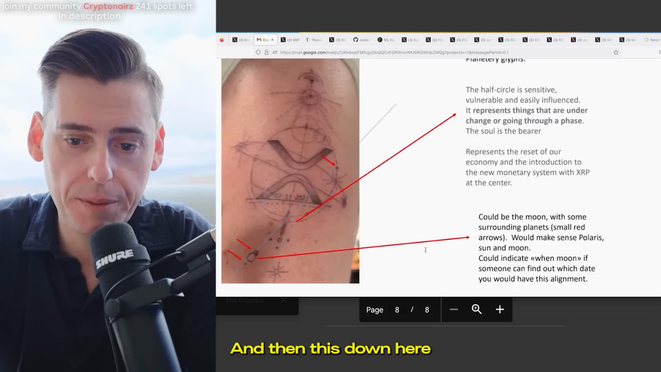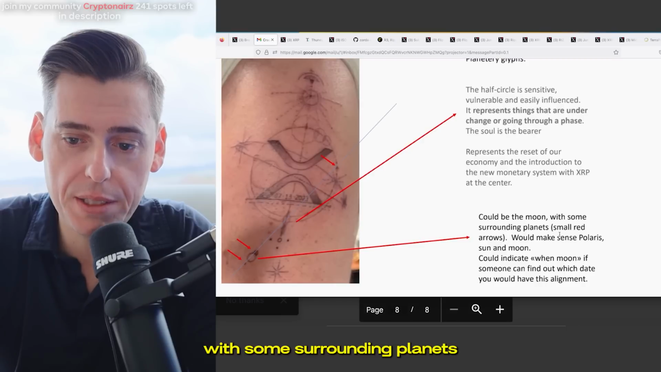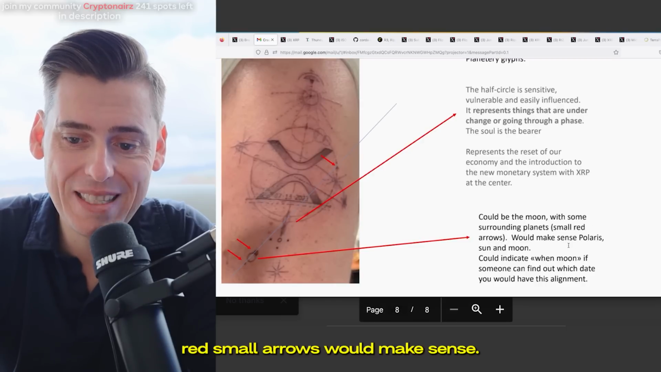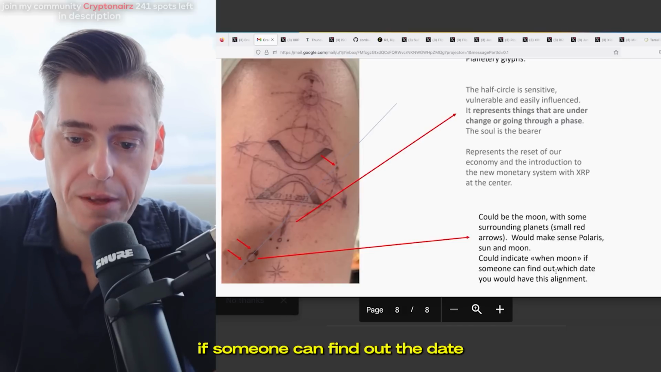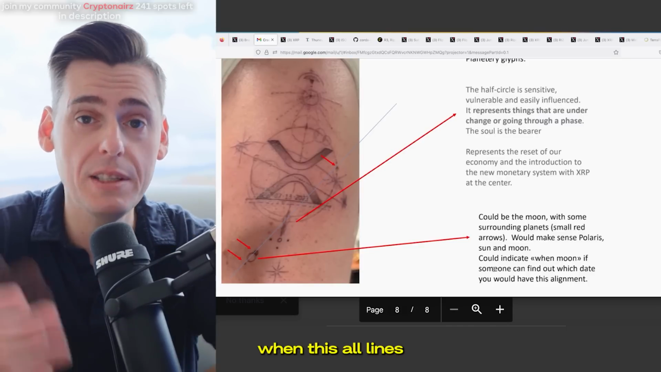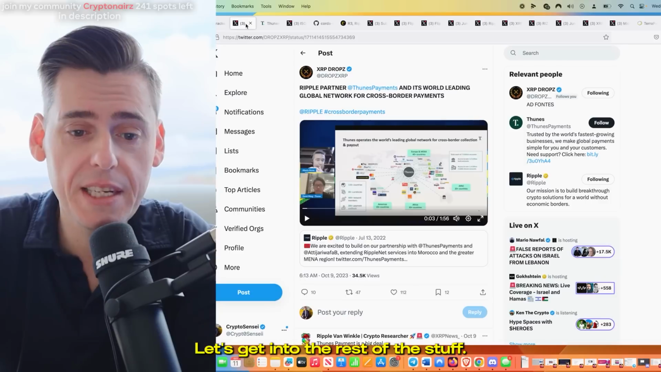And then this down here could be the moon with some surrounding planets. Red small arrows would make sense. Polaris, sun to moon, could indicate when, if someone could find out the date. So if somebody knows the date when this all aligns, let us know down in the comments. That'd be awesome. All right, let's get into the rest of the stuff.